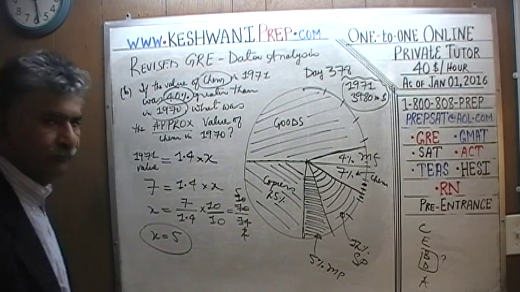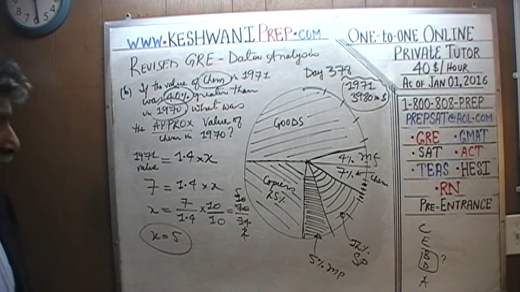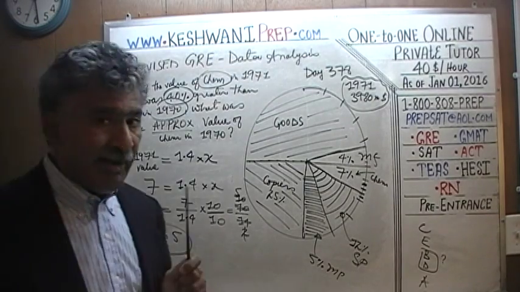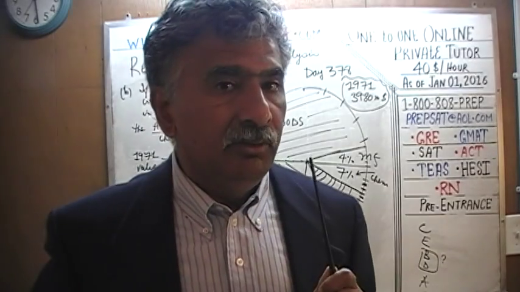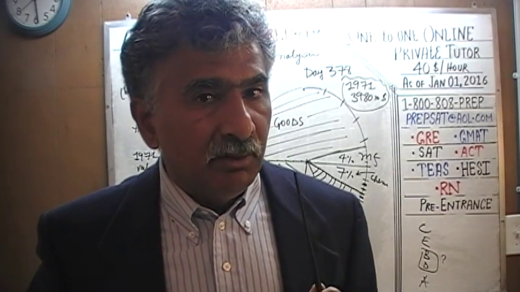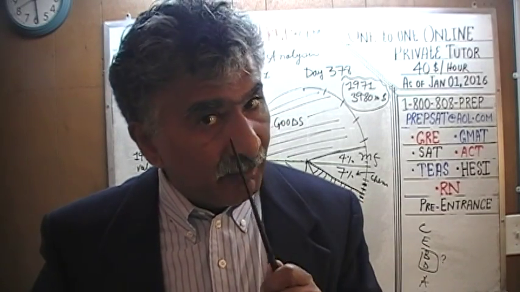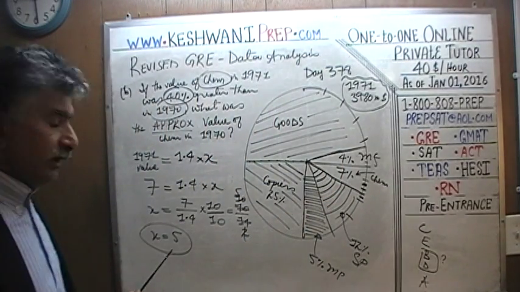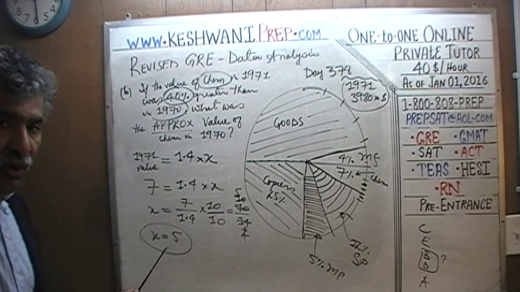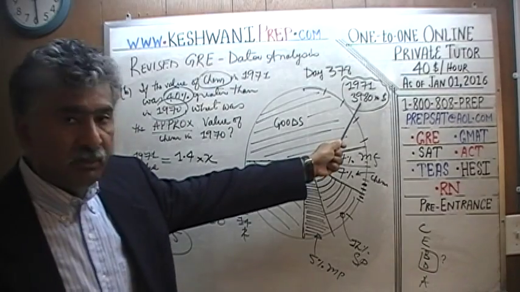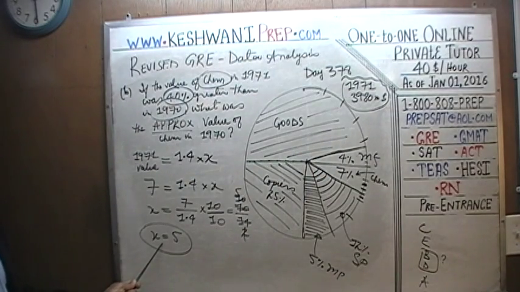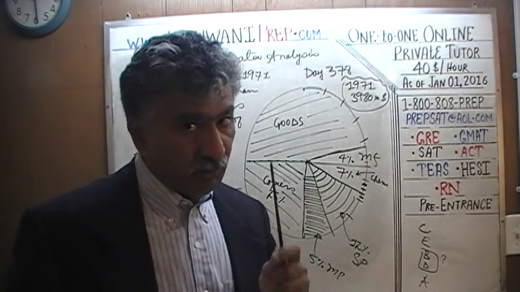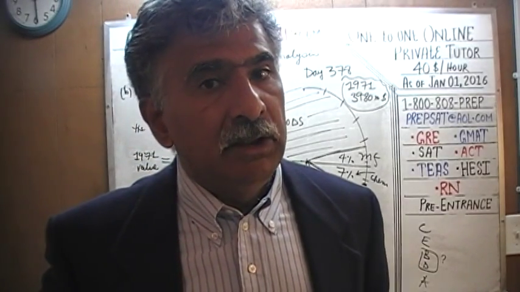Now, what does it tell you? Do you know what it tells you? It tells you, listen very carefully, that the dollar value for chemicals in 71 was 7%. But if you were to express the dollar value of the 1970 figure as a percentage of this amount, it is exactly 5%. Which, if you analyze it logically, rationally, should make perfect sense to you.